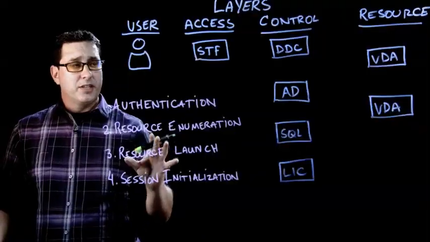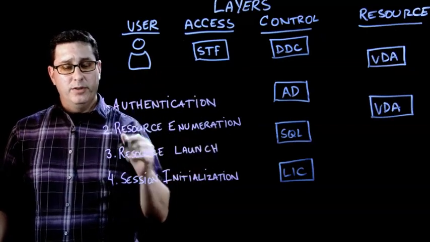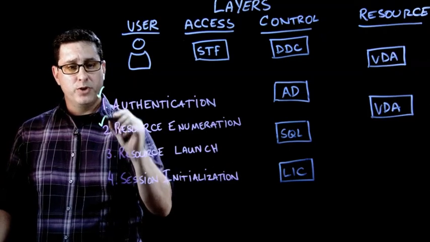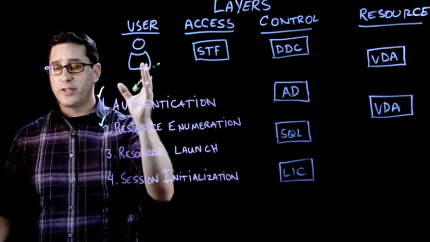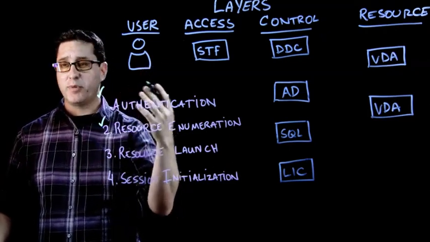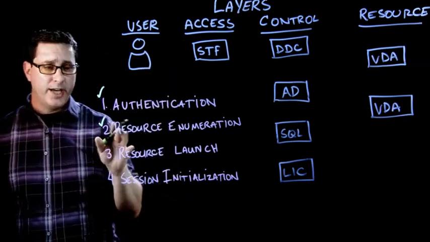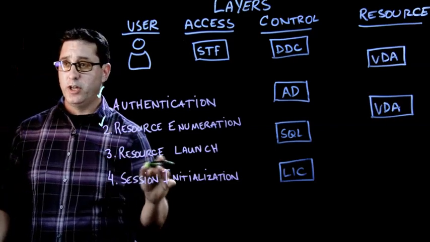All right, to keep things clean, I wiped the lines off the board. So far, we've already authenticated our user, and we performed resource enumeration. So the user is now looking at a screen that has the icon representation of all of the resources that they are able to launch. So we're going to head into the third phase, which is the resource launch phase.